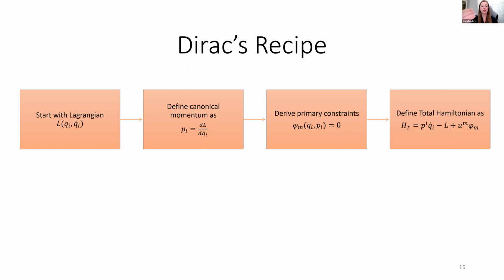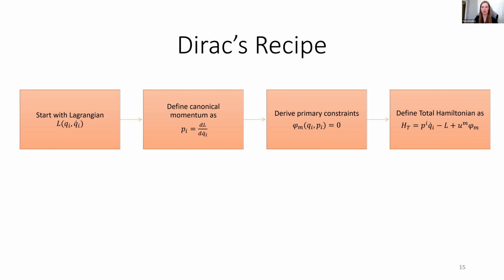Next, we define what's known as the total Hamiltonian, which one might recognize as just being equal to the usual Hamiltonian, the sum of the momenta times the velocities minus the Lagrangian. But now we also have an additional term, which is an arbitrary combination of the primary constraints, where the u here is just an arbitrary function of the canonical variables and time. And we're taking here a sum, which is here denoted by the fact we have this lower and upper index.